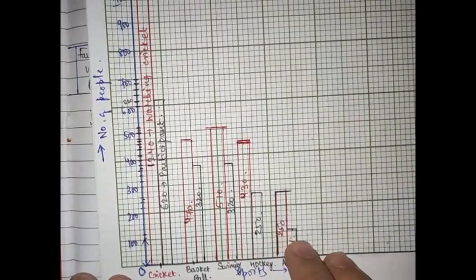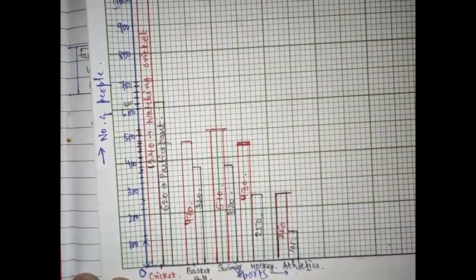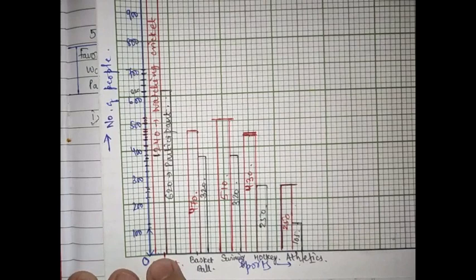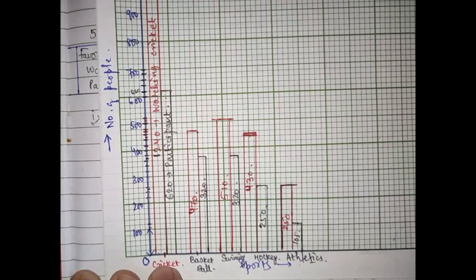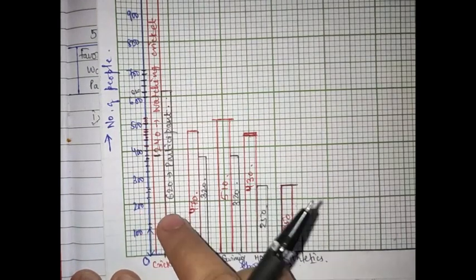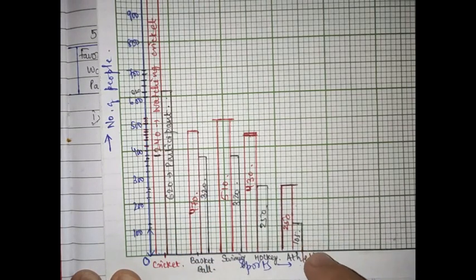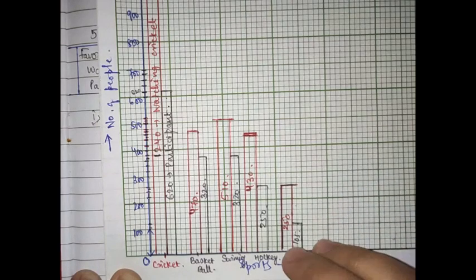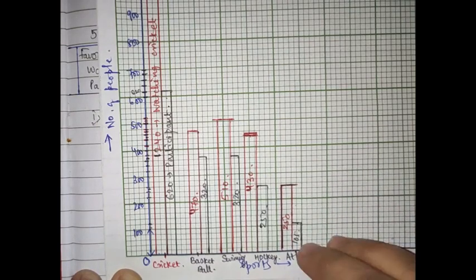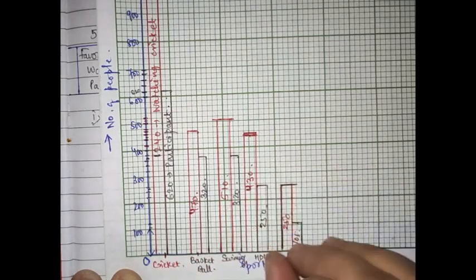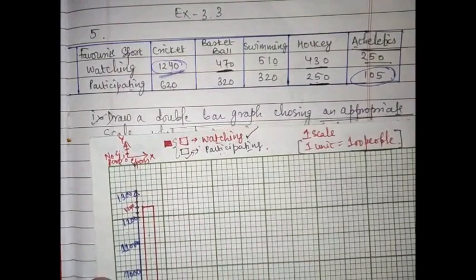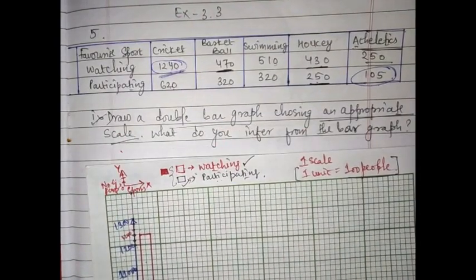Okay, so the maximum people are liking cricket to watch as well as to participate compared to other. The least number of people was liking watching and participating in athletics. So looking at this data, we can infer this information, right?